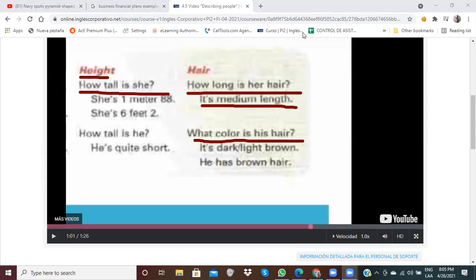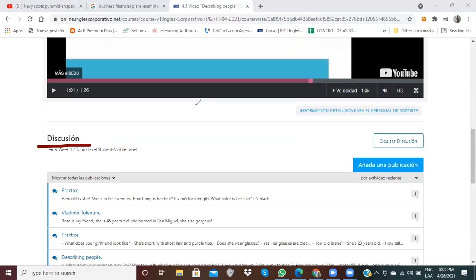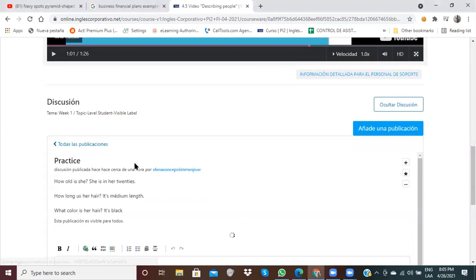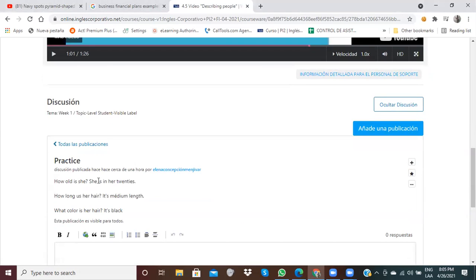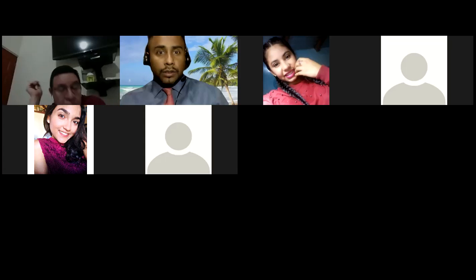So what I would like for you to do at this moment in pairs, you are going to give me five examples here in the discussion forum. Five examples asking and responding the questions. For example, how old is she? She is in her 20s. How long is her hair? It's medium length. What color is her hair? It's black. You're gonna give me five examples. Any questions? Does anybody have any questions?